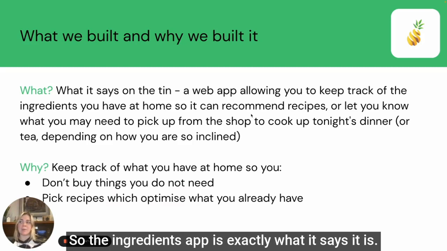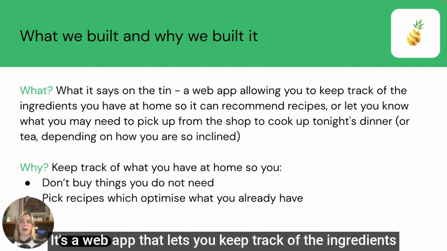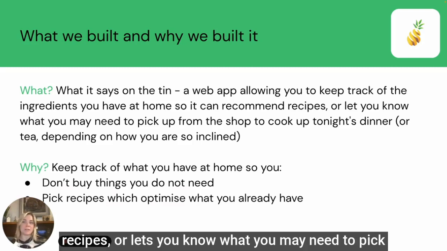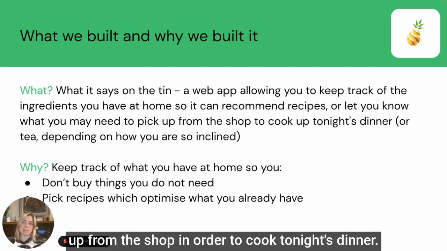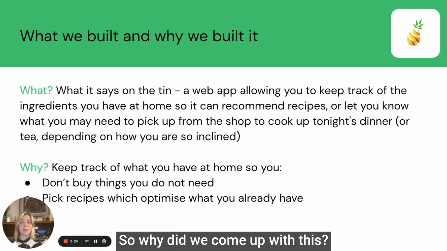So, the Ingredients app is exactly what it says it is. It's a web app that lets you keep track of the ingredients that you have at home so that it can recommend recipes or let you know what you may need to pick up from the shop in order to cook tonight's dinner. So, why did we come up with this?